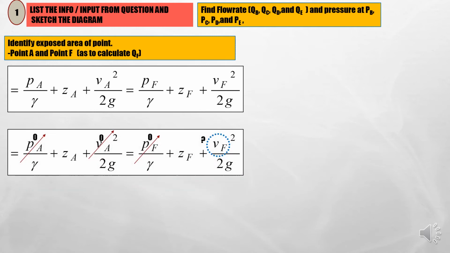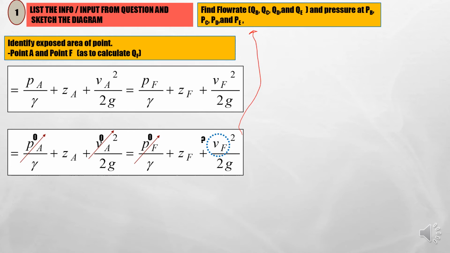So we know that for point A, we can cancel out the PA, which is equal to 0, as well as the VA, which is equal to 0. This is on the left side, or the A side. Meanwhile, for point F, we can only cancel the terms of PF. And by the way, from this equation, you can actually get the VF. So how can we use the VF to calculate all of this information?